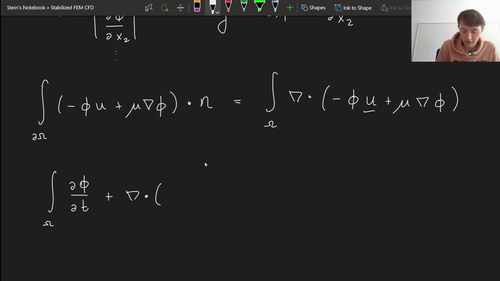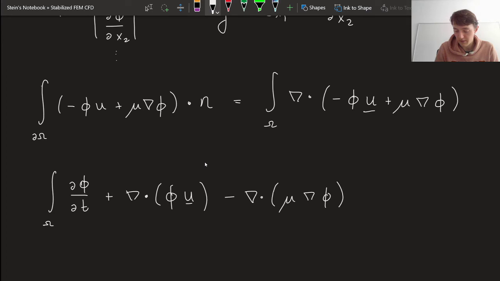We have the divergence of phi u minus the divergence of mu gradient phi. And that's going to be equal to still this source term that we had on the right hand side, simply f. So I'm not very used to writing the dS's and the d omega s, as you can see. I hope that's clear.